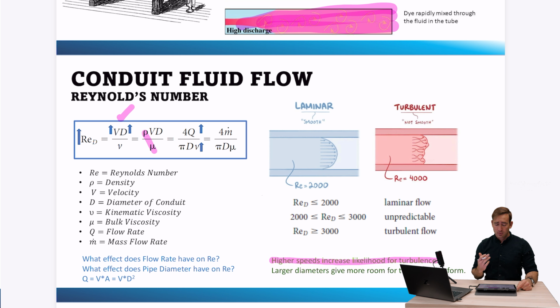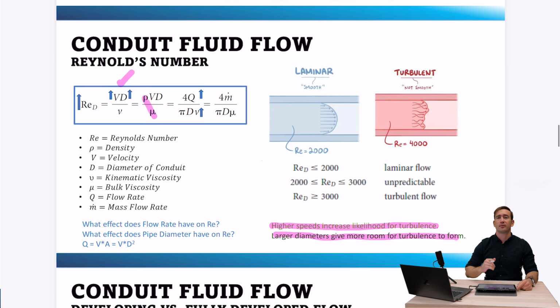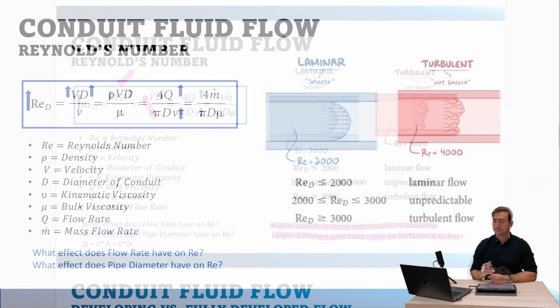And the other thing is that we can see that larger diameters are also going to give more room for turbulence to form. So the idea is really just that the faster you've got the fluid flowing and the larger the diameter of the pipe, the more room you have for the turbulence to actually form. And you can see that represented in our equations.